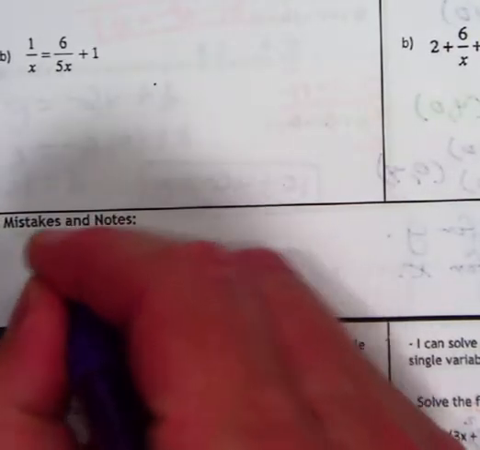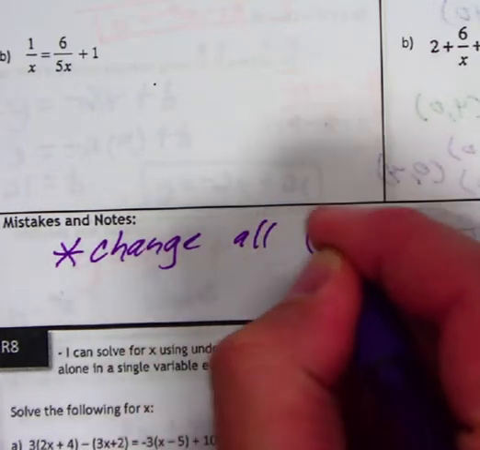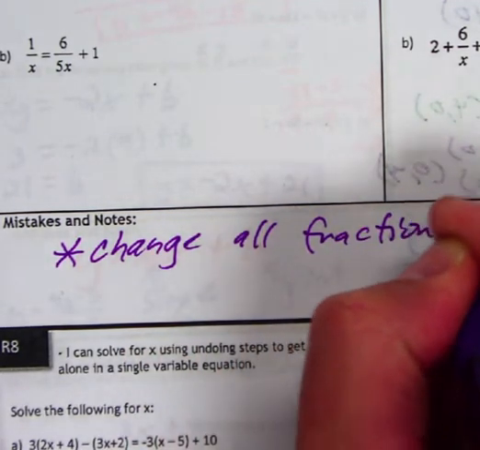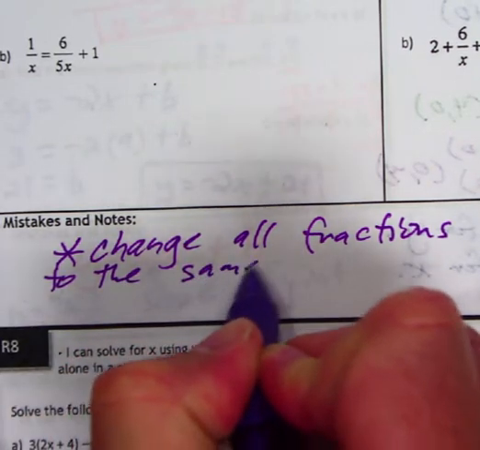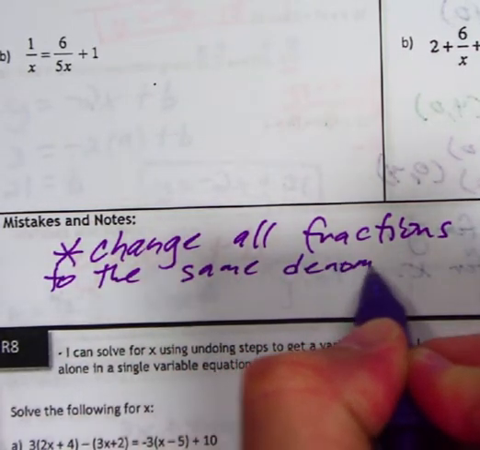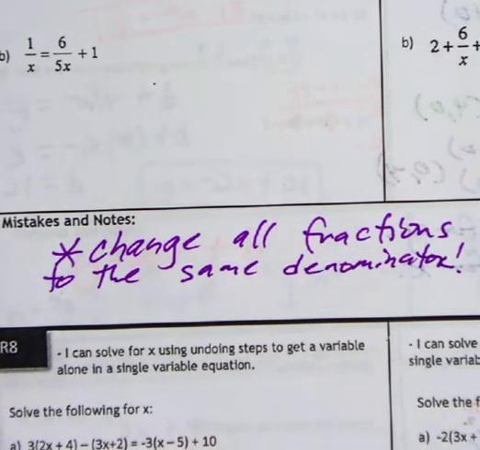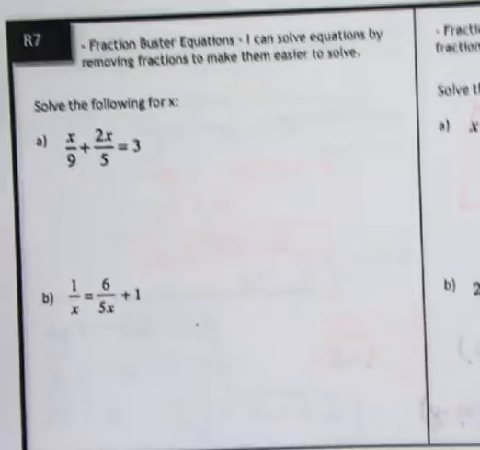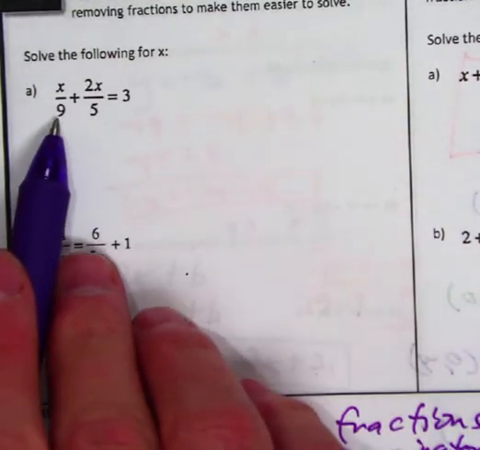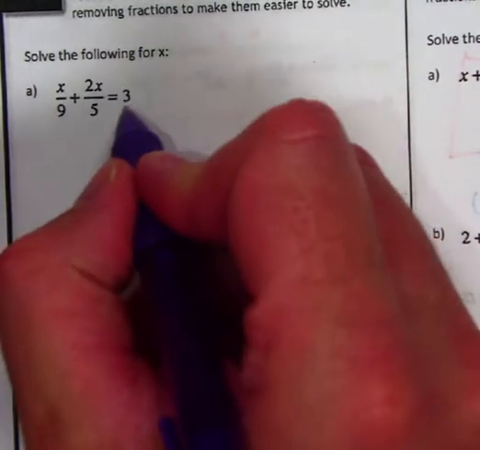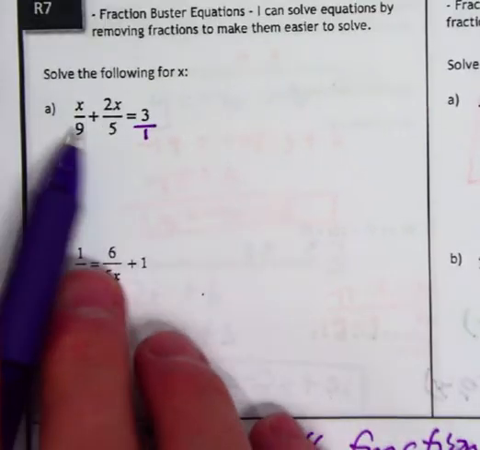If you can change all fractions to the same denominator, then you're going to be fine, because then you can cross them off and you can just solve it regularly. So I go up here and I've got three different denominators. Here's a denominator of 9, a 5, and I put a 1 on that, so that is a denominator of 1.